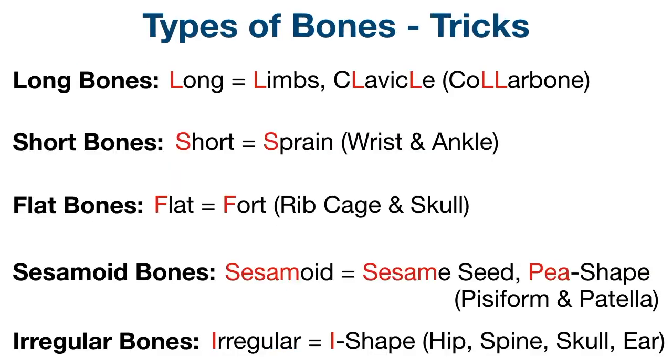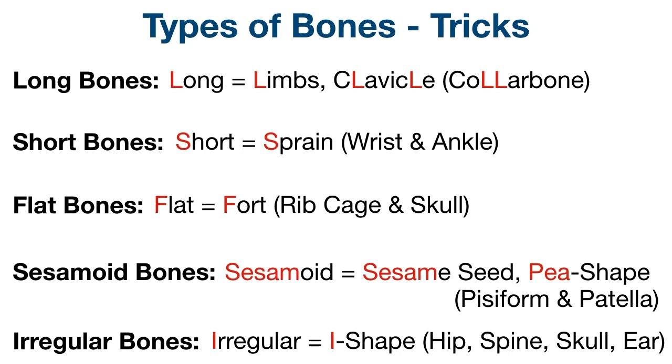We now know the major types of bones along with examples. Let's recap the tricks we use to help us remember them. For long bones, remember limbs and clavicle or collarbone, and this will help you remember the long bones include most of the bones of the arms and legs, as well as the clavicle. For short bones, remember sprain. This will help you think of ankle and wrist because they're commonly sprained, which are primarily made up of short bones.